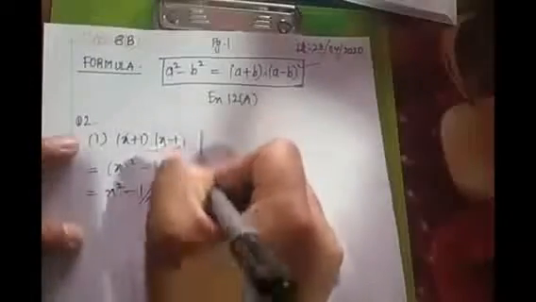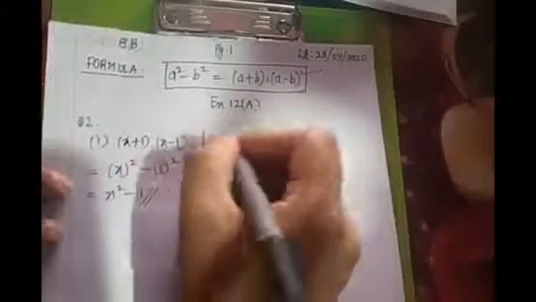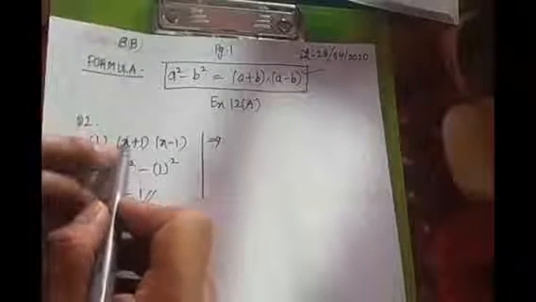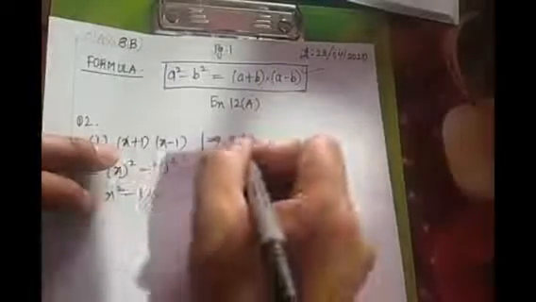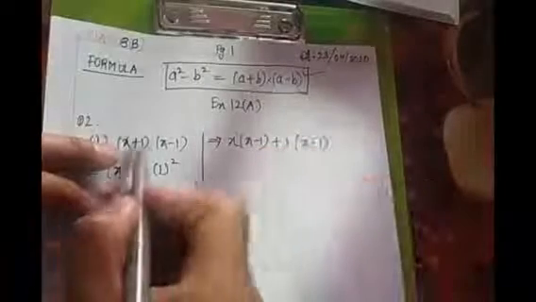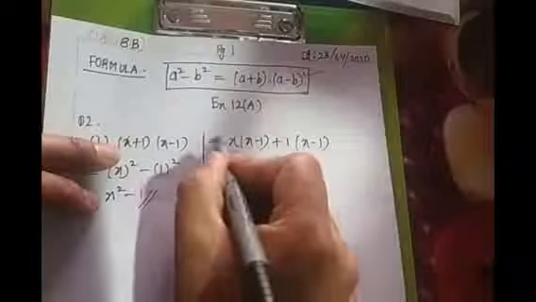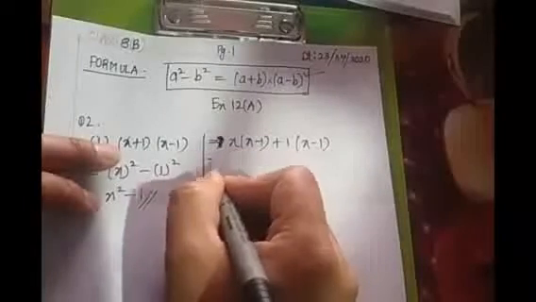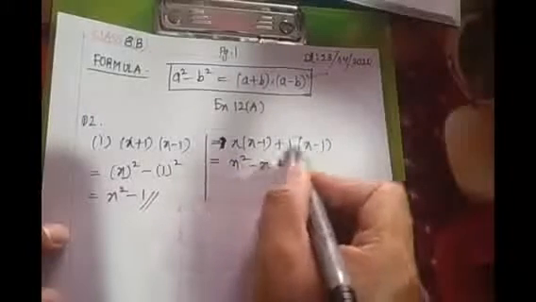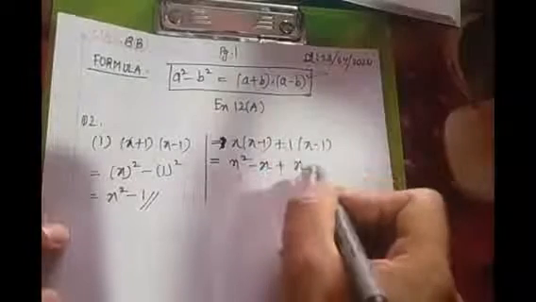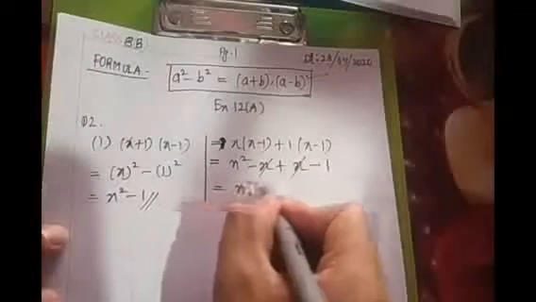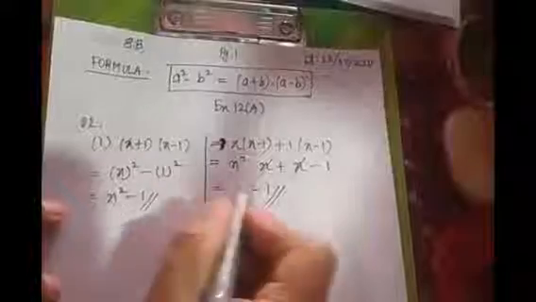I'm also showing its alternative method here. You can also do this by multiplying term by term. Multiplying term by term means you multiply x minus 1 with x, so that is x into x minus 1, and then plus 1 into x minus 1. This gives x into x, x square, x into minus 1, minus x, plus 1 into x, plus x, plus 1 into minus 1, minus 1. So plus x and minus x get cancelled out, which gives x square minus 1, which is the same answer. So this is just the alternative method.